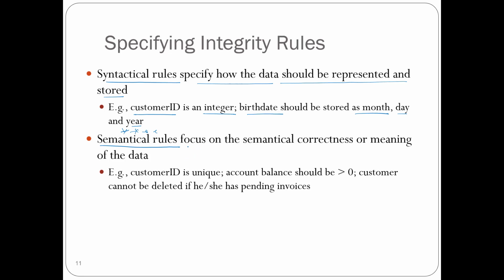Semantic rules focus on the semantical correctness or the meaning of the data. Example: the customer ID should be unique, right? This uniqueness is not specified in the syntactical rule. It will come in the semantical rule. In the syntactical rule, we'll say that customer ID should be an integer. But the semantic rule we would impose by enforcing that it should be unique. We can't allow two customers with the same customer ID.